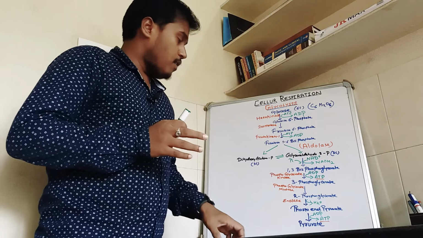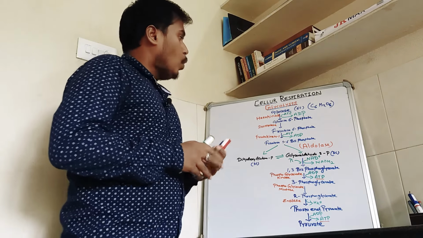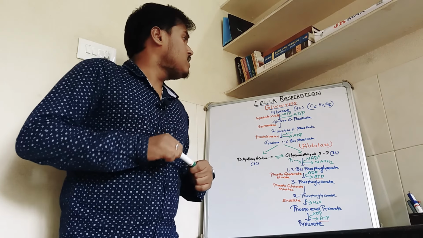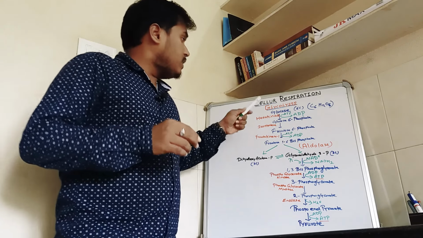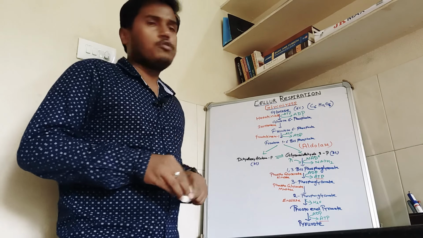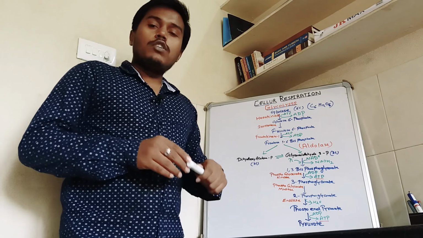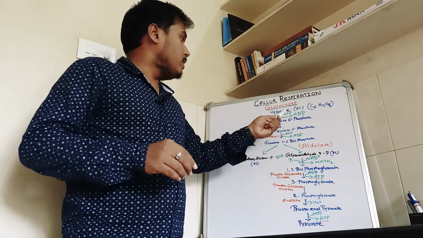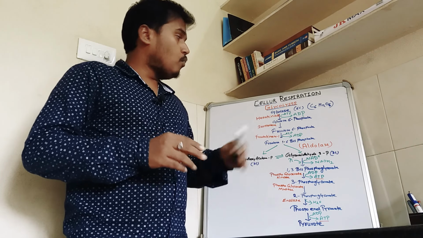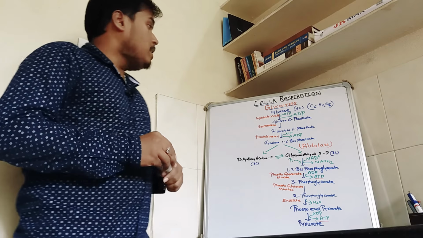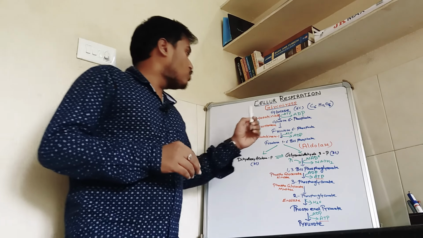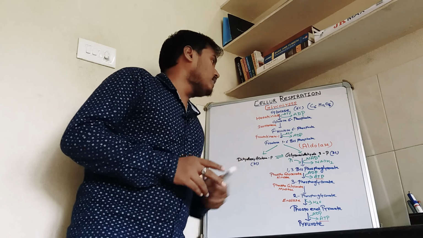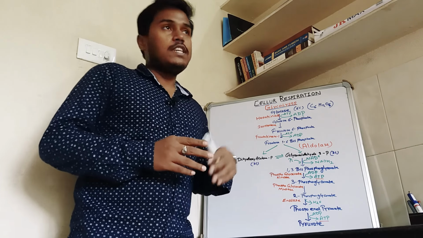So let's discuss the first step. Glucose is a 6 carbon compound, formula C6H12O6, and it is converted into glucose 6 phosphate, meaning one phosphate group is added here. ATP gives the phosphate group and is converted into ADP in the presence of the enzyme hexokinase. All the enzymes I have written in red color. So hexokinase converts glucose into glucose 6 phosphate.